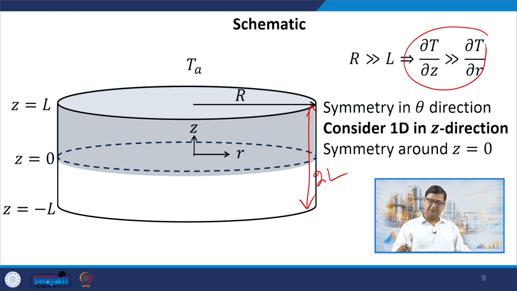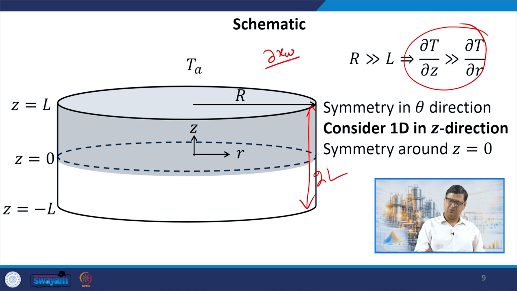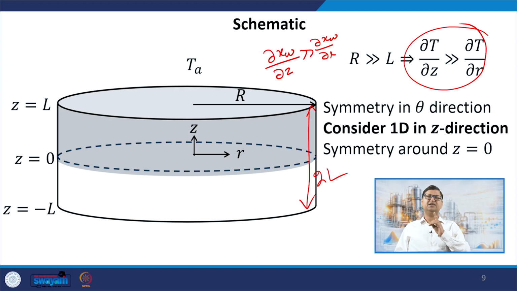So we can assume that ∂T/∂z is much higher than ∂T/∂r, and the same we can do also for the moisture, that ∂Xw/∂z is much bigger than ∂Xw/∂r, and therefore we consider the equation only in the z direction. And then because we have uniform heating from all sides, we can again assume that we have symmetry in the theta direction. So in principle, as we have said, in cylindrical coordinates, you will have derivatives with respect to r, z and theta. But since we are assuming symmetry in theta direction, we are ignoring the theta variations, right? So we are not considering that term.